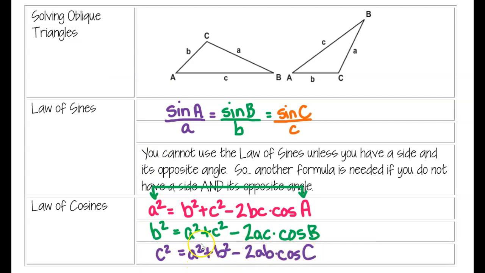If you look at this last one here, it does kind of look like the Pythagorean theorem, except we're subtracting out the 2ab times cosine C. The biggest thing to remember here is whatever this angle is, the side on the other side of the equation is the opposite side. So these are three equivalent forms of the law of cosines, and we're going to use these equations to solve for missing sides and missing angles of triangles.